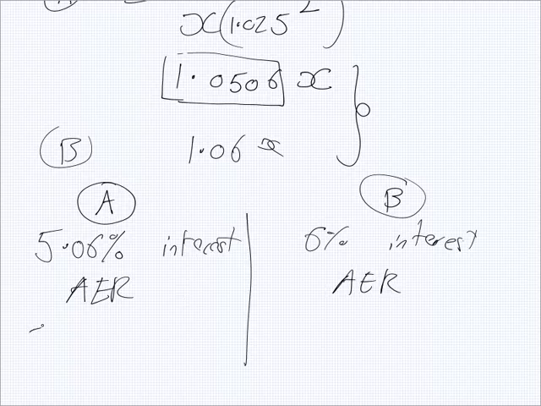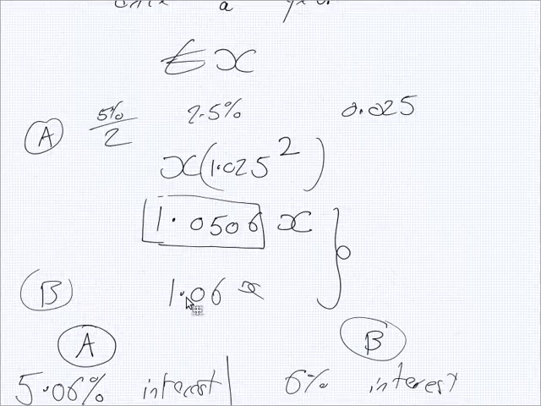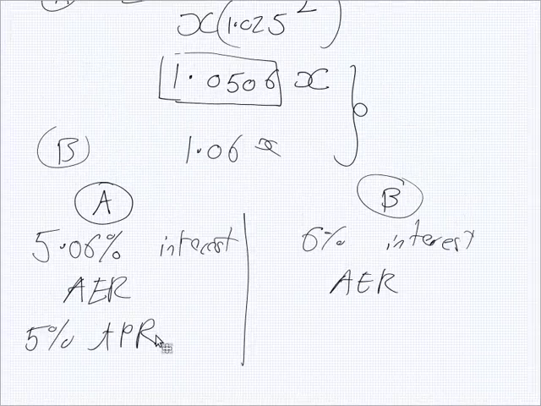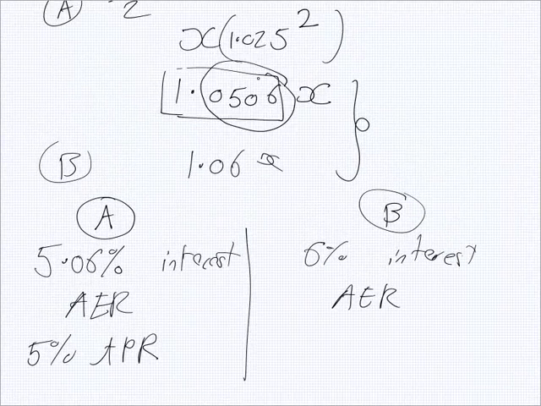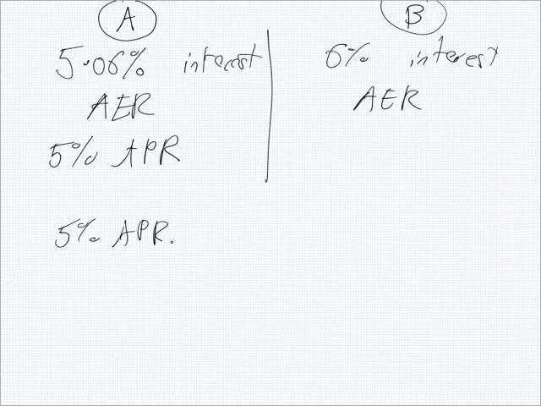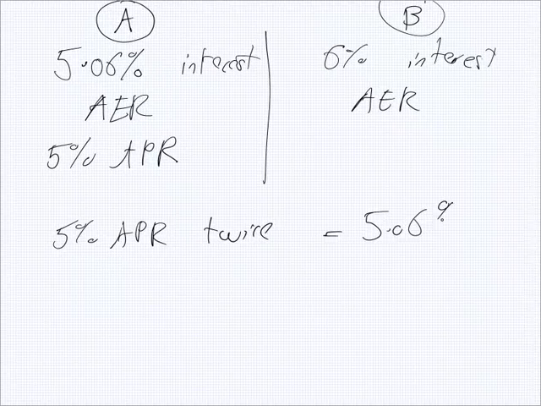Can you see how this is different to their 5% APR? Weren't they 5% the first bank? Yeah, they were 5%. 5.06, there. Can you see what I'm saying? I'm saying that 5% APR twice a year, that's the same as getting 5.06% once a year. Yeah?